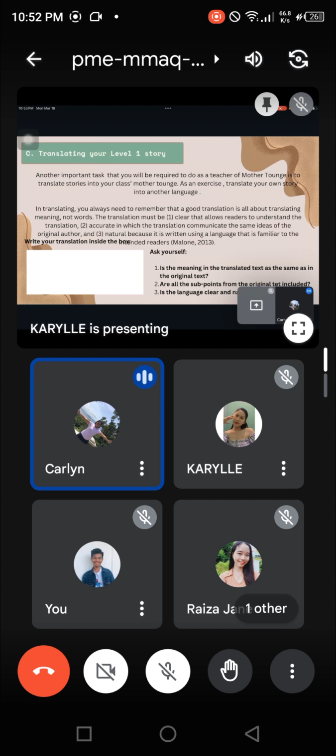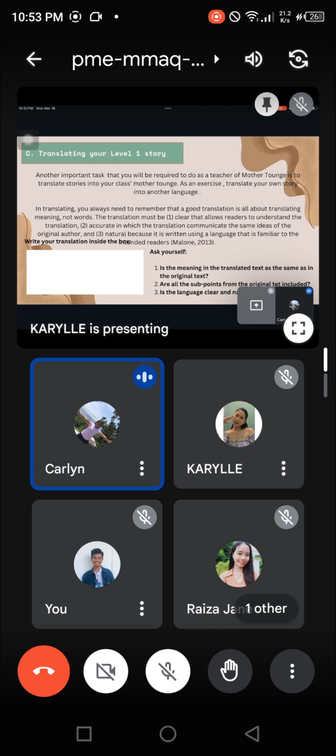ng new information. After the discussion, kailangan natin mag-conduct ng isang activity para i-check kung ano yung natutunan ng mga bata. Then the last one is the application, kung saan natin makikita kung ano yung natutunan nila sa lessons na diniscuss natin. Paano natin gagawin yon? Kailangan natin magbigay ng mga activities na sila mismo kaya nilang mag-construct or mag-discuss ng lessons na tinuro natin. Okay? Letter C, translating your level 1 story.